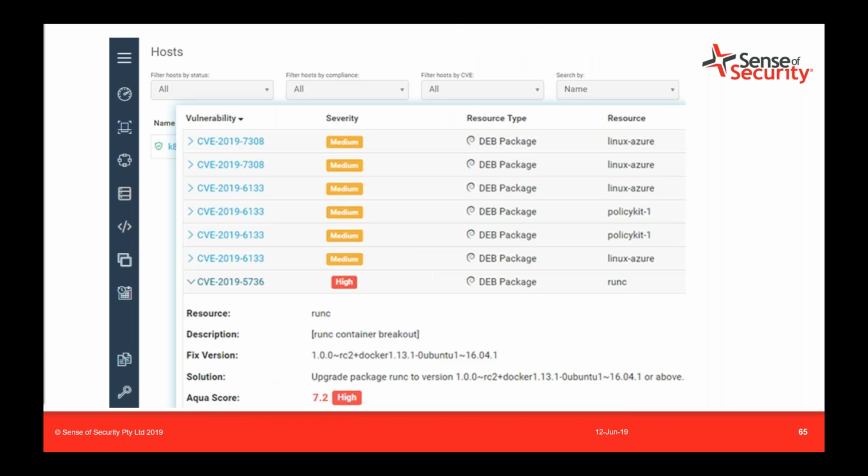In this case, it's identified that there is a high-risk vulnerability on that runC issue that I identified earlier in the presentation that was released back in February 2019. So technology such as this can be hooked into your SDLC and your DevOps pipeline to ensure that you've got visibility of the container and the applications running within the container environment.